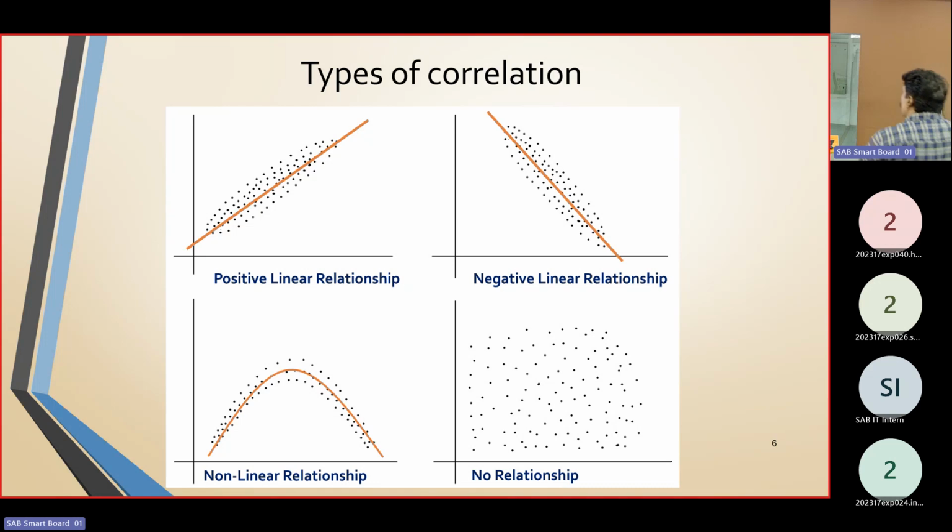So here you can have any kind of curve, right? So only one type I have shown. Any kind of curve is possible, right? Non-linear, right? Without any straight line, you can have any kind of curve.